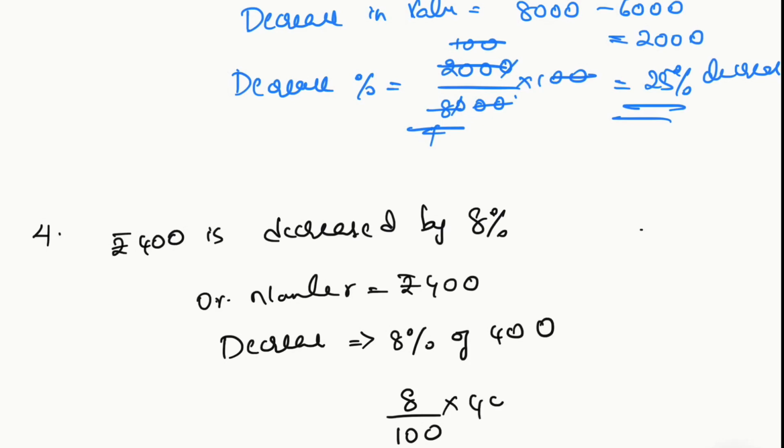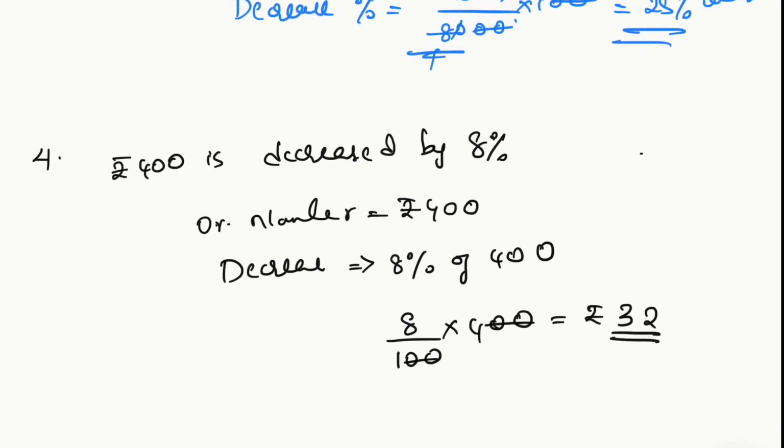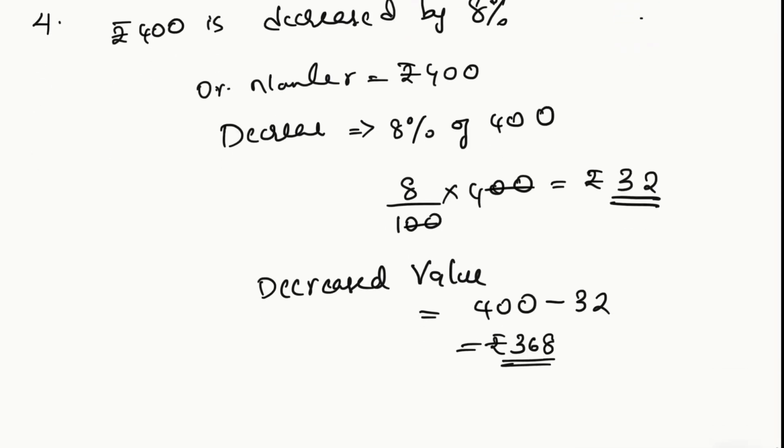8 by 100 into 400. So what do we get? Rupees 32. Now the decreased value we need to find out. How will you find the decreased value? Original value, that is 400, minus the decrease, that is 32, equal to rupees 368. Okay, hope it's clear.